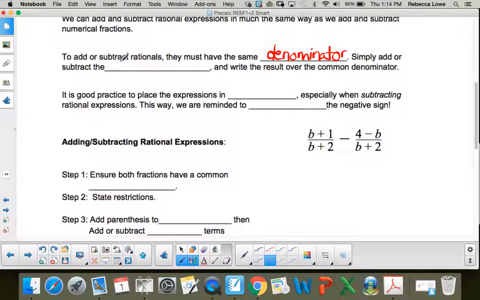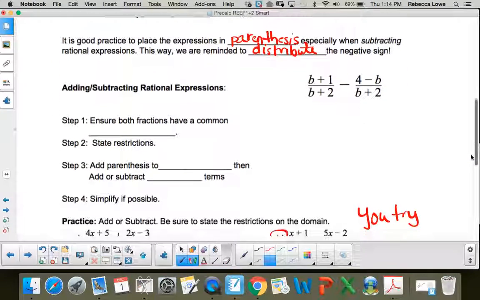So you would add or subtract the numerators once you have the same denominator, and then you write the result over the common denominator. It's always good practice to place your expressions in parentheses, especially when subtracting. This way, remember to distribute the negative sign, which is something we had on our first term exam that a lot of us forgot to do. So we're going to start with a basic problem. This one's already going to have the common denominator.